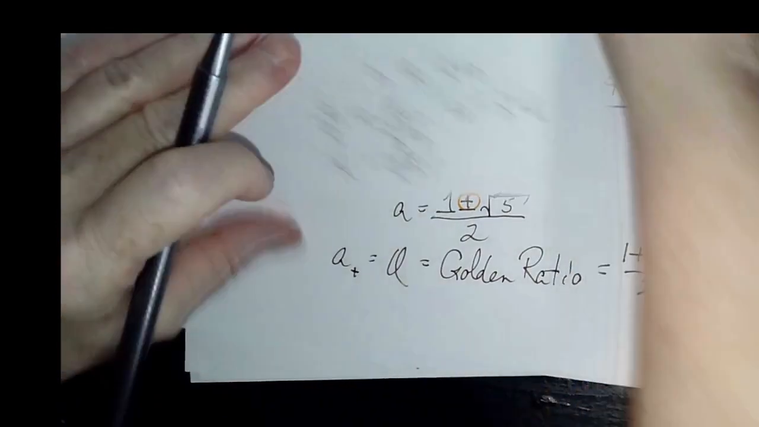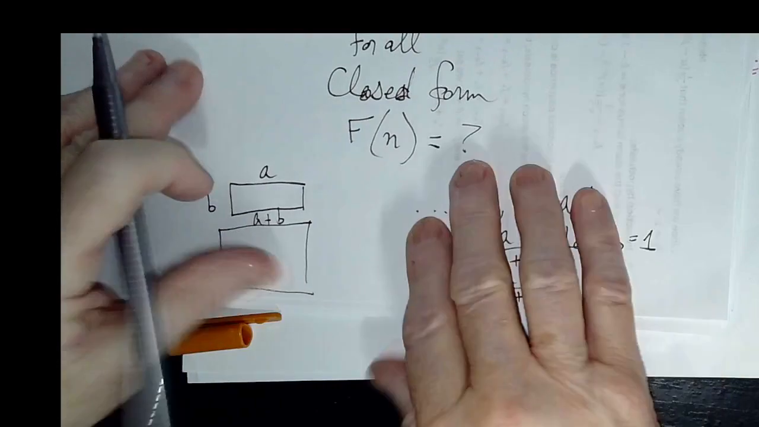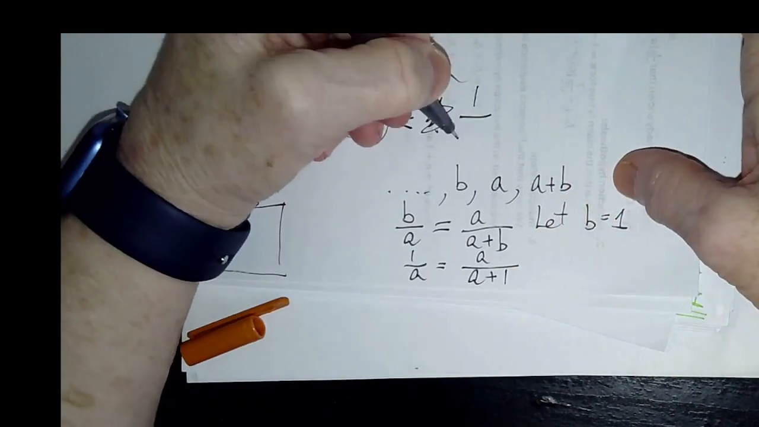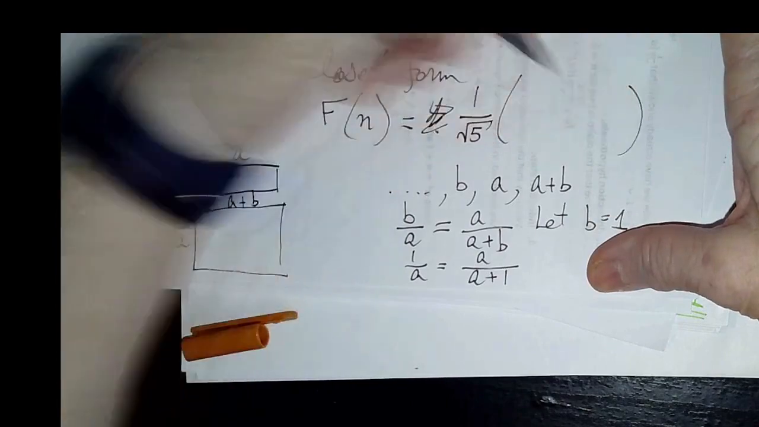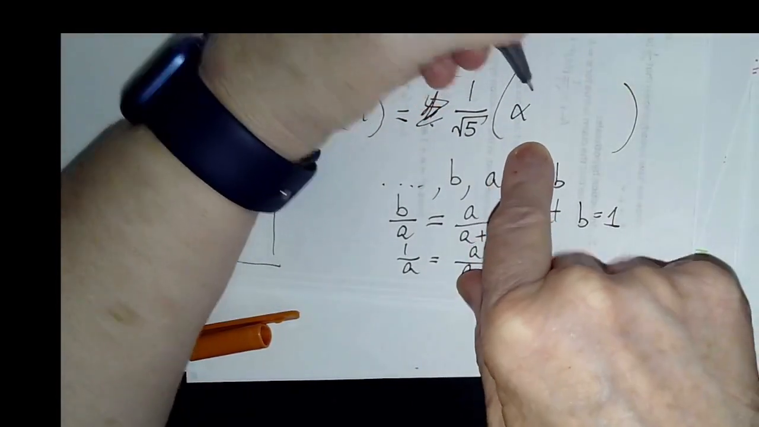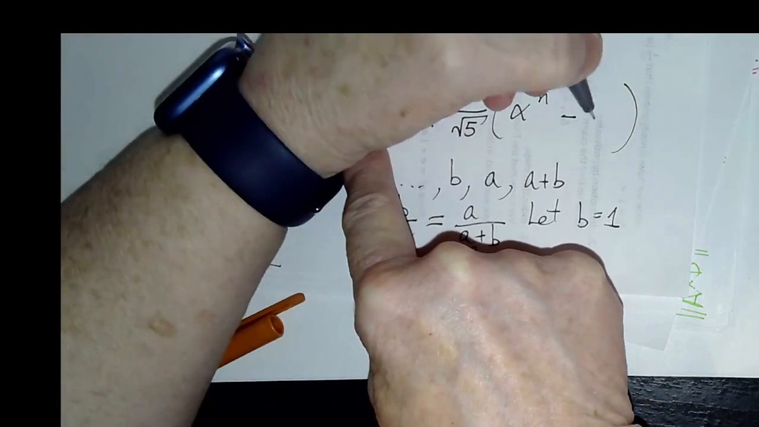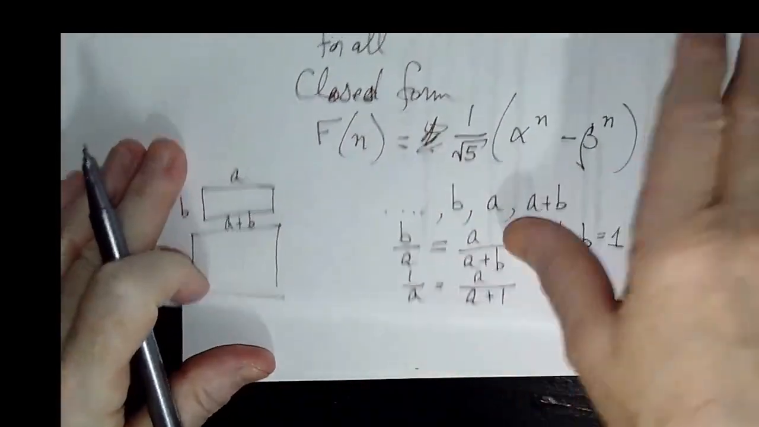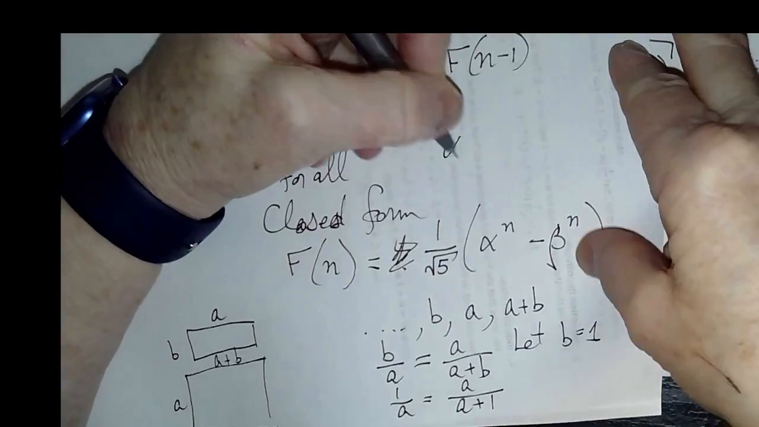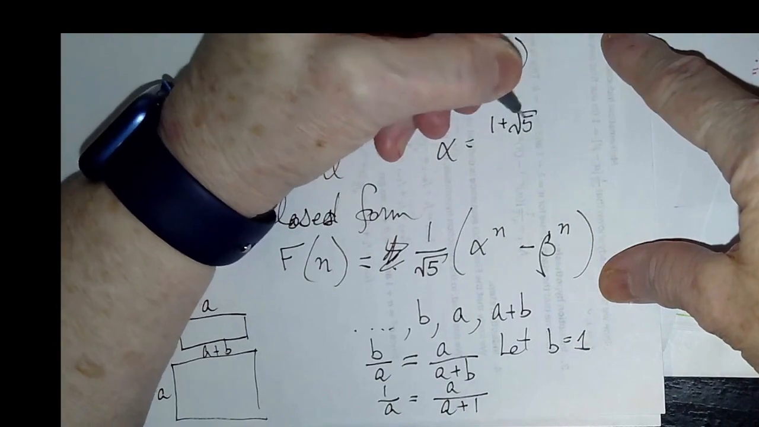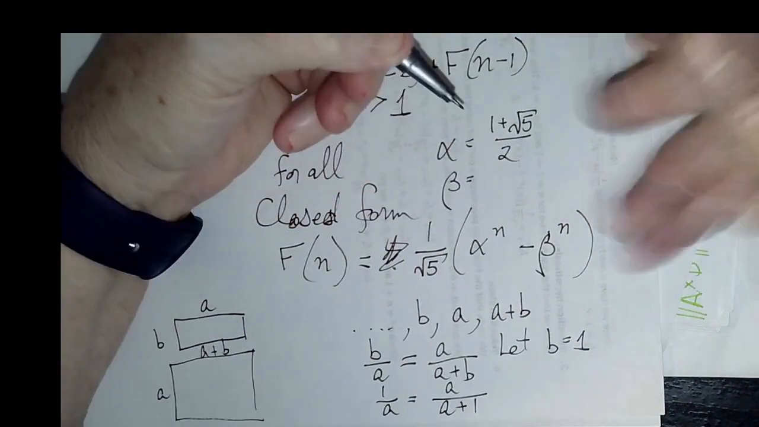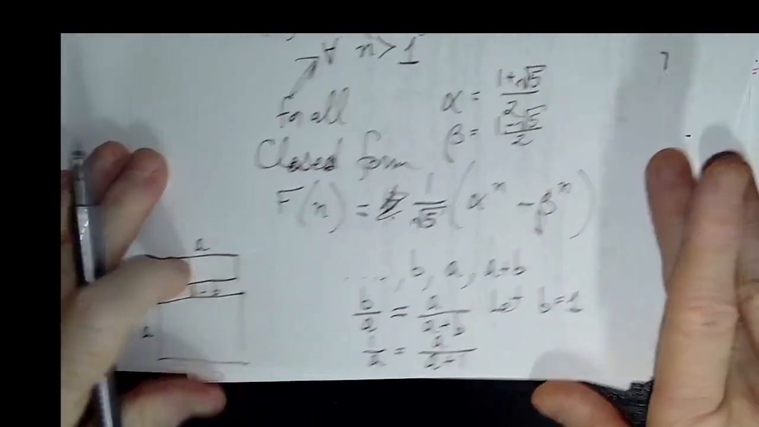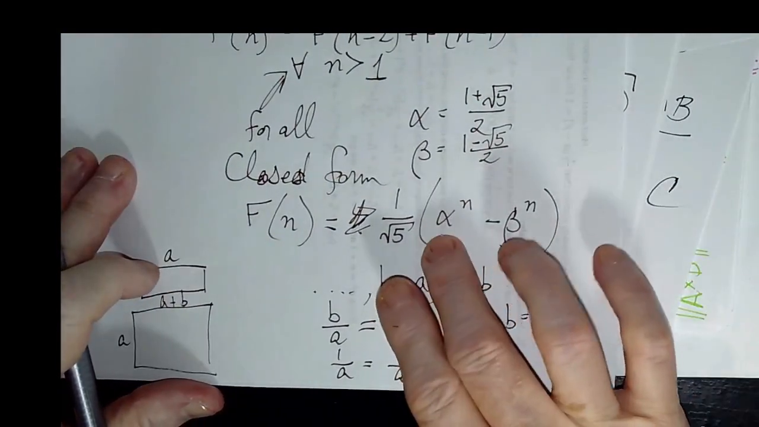And that closed form of the Fibonacci sequence is 1 over the square root of 5 times alpha to the n minus beta to the n, where alpha is our primary root, 1 plus the square root of 5 over 2, and beta is the minor one, 1 minus the square root of 5 over 2. So the two roots of our polynomial are alpha and beta.